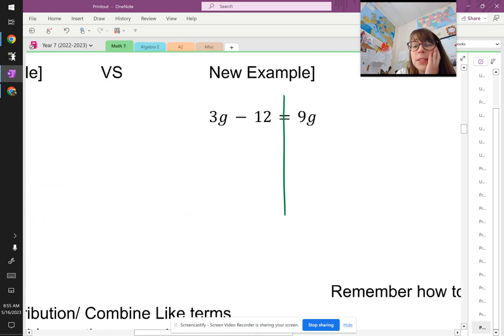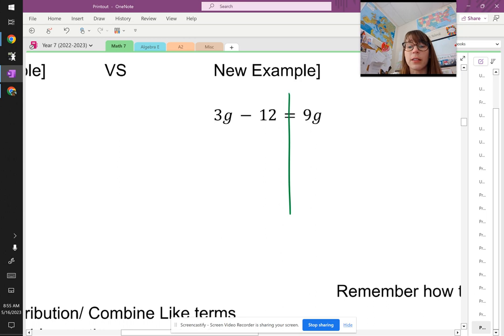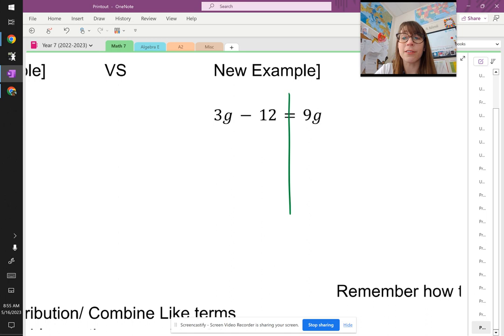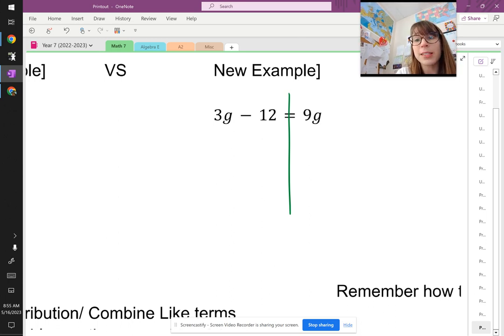Now looking at our new example here, this is where things are going to get a little different. We cannot possibly isolate the variable if we have the variable in 2 different places. We can't get something by itself if we have multiple places of it. So we're going to start by trying to move that 3g to the other side with the other g's. Now, this 3g is a positive 3g, so to move a positive 3g over, I would have to subtract it, or minus that 3g over.